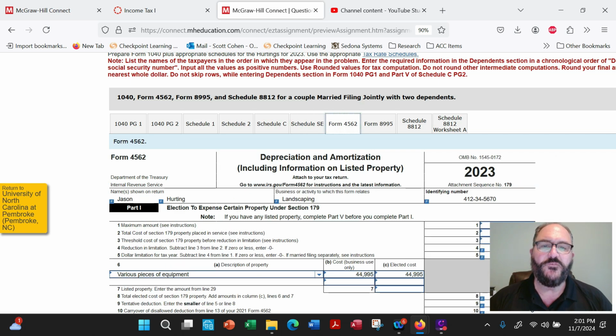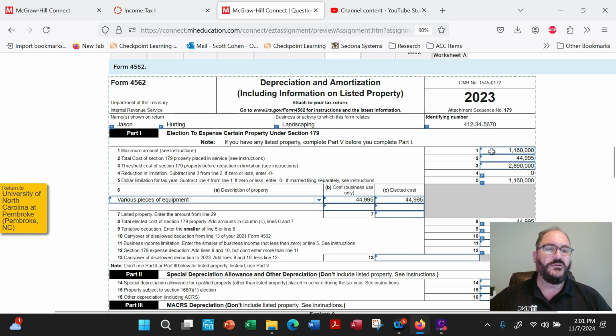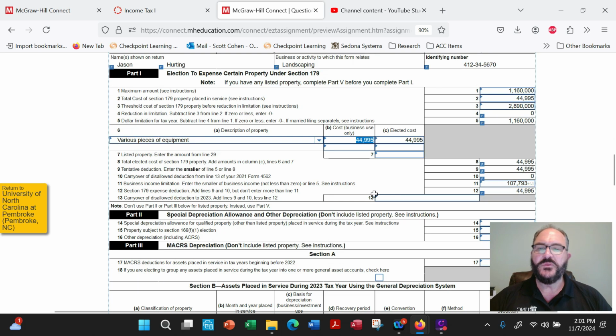Okay, let's do the 4562. Again, $1,001,600. We're way below that. We got 44,995, right? And again, it says business income limitation. You see this 107,793? That's the income that he got, not including this deduction. So if you take the 62,000 and change that he made, add this 44,995, that's where this number comes from. And that's the limitation.